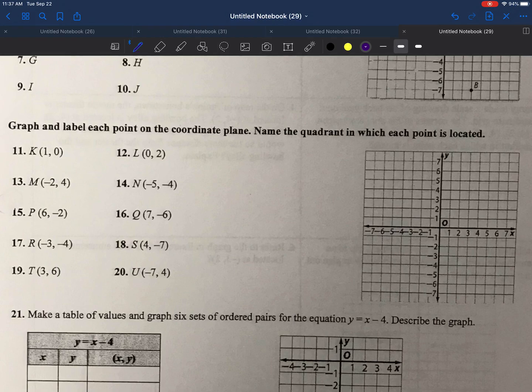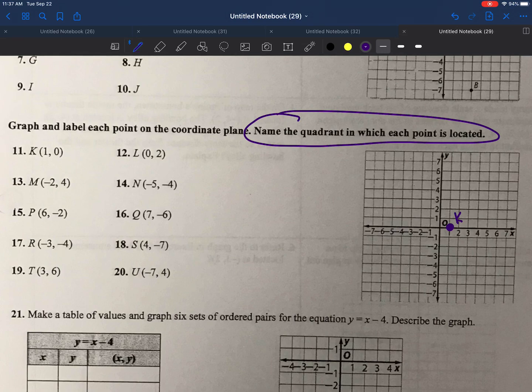Anybody want to try that one? Kai. You go one to the right on the x-axis, and you don't go any up. One to the right, put my point there, and what else do I need to put with that? Okay. Very good. Kai. Okay? Now, here's the next thing it says. It says graph and label the point. We did that. What does it say after that? Name each, or name the quadrant in which each is located.